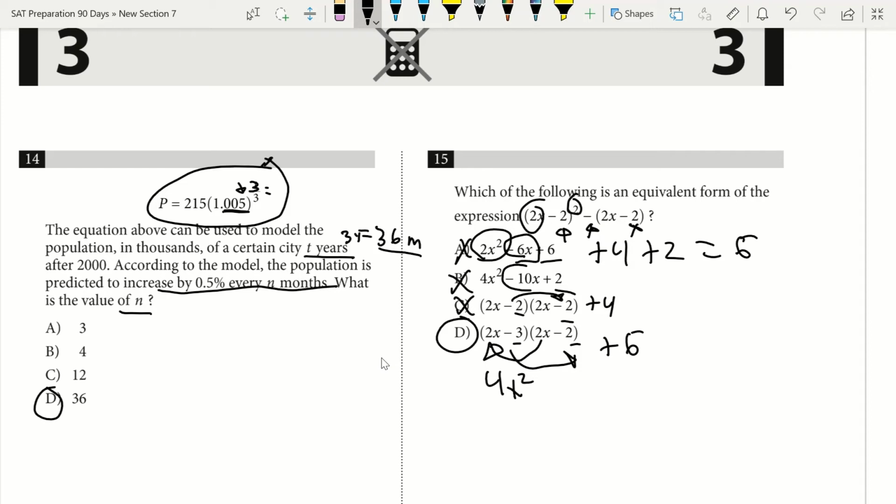I never worked with the middle term because it was quicker for me to get rid of wrong answer choices and then not even have to worry about that, because I didn't need to know the middle term to get to the right answer. I just had to know my last term and my first term.